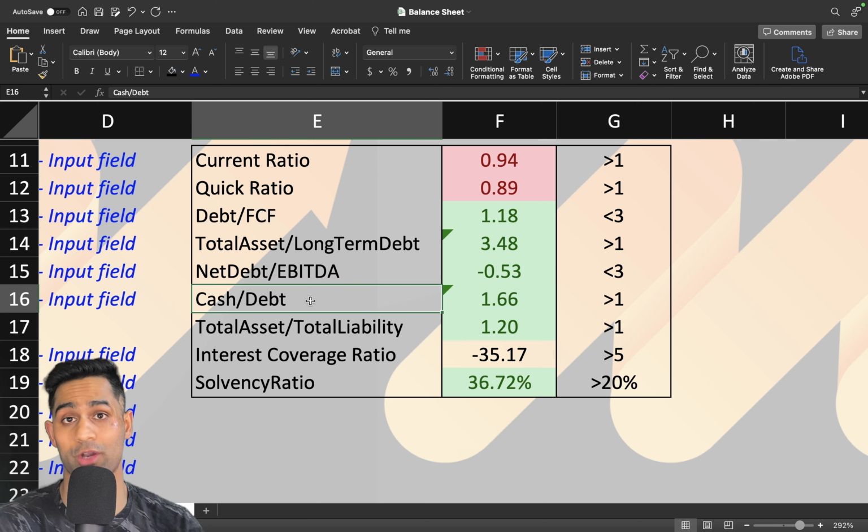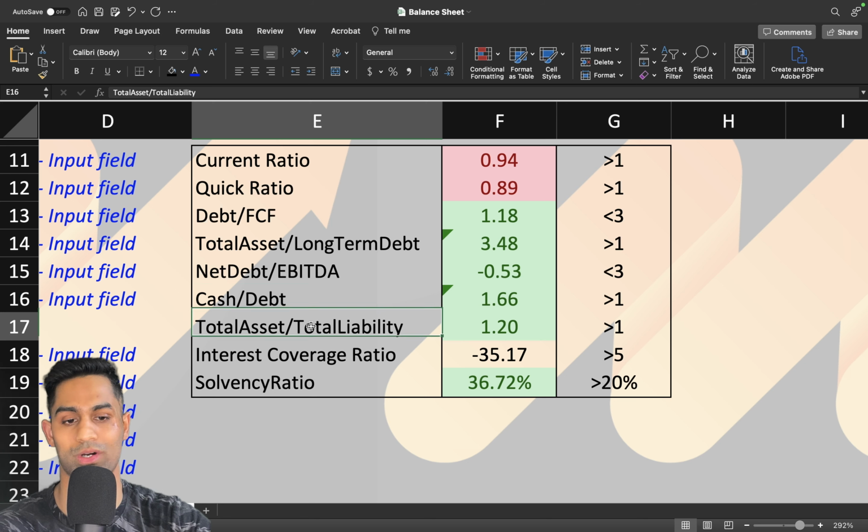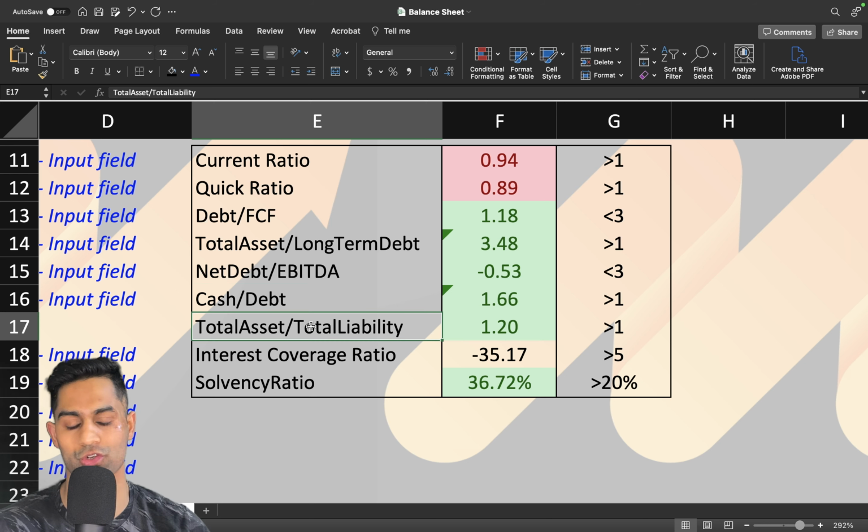Are they able to generate a significant amount of free cash flow and EBITDA to pay down their debt in under 3 years? And then I also lean a little bit more towards total assets and long-term debt, and total assets and total liabilities, which is the next one. Again, very self-explanatory, very logical. It covers how much assets the company has with respect to its total liabilities. And we want this number to be above 1 as well, green coded.